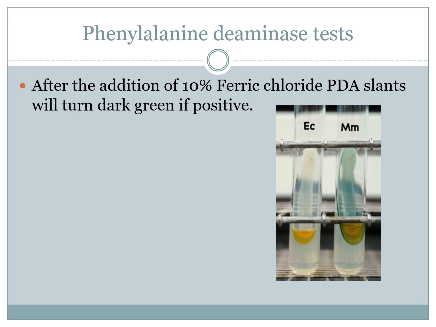So here in the phenylalanine deaminase test, we are looking at the slant of the tube because this is an aerobic process. So if our organism grows on the slant of the tube and turns green with the addition of 10% ferric chloride, then it is positive for phenylalanine deaminase. And you can see that in the image. We have E. coli on the left and Morganella morganii on the right. Our E. coli is negative. It does not turn green in the presence of 10% ferric chloride, but you can see that our Morganella morganii is dark green. It is a positive test for phenylalanine deaminase.